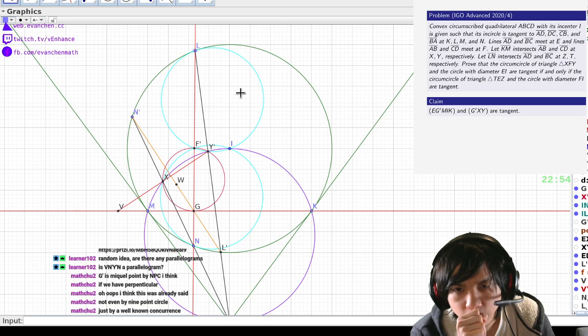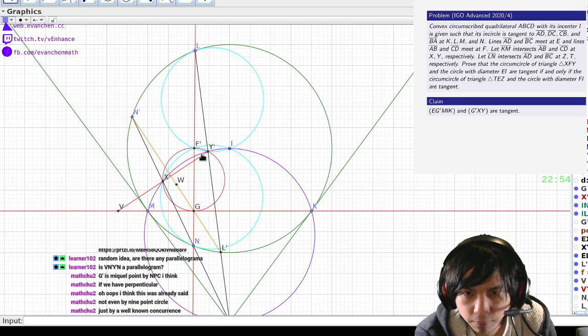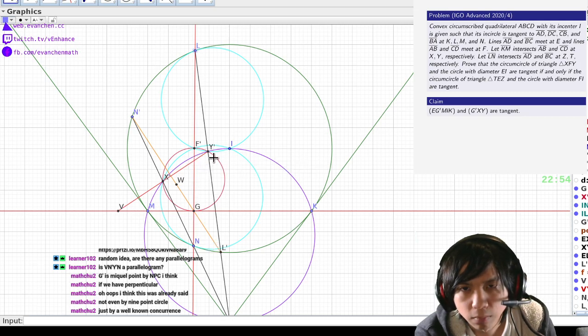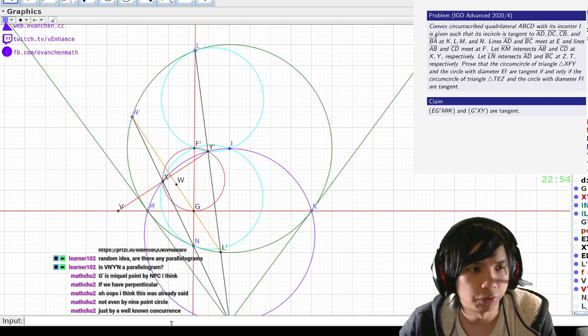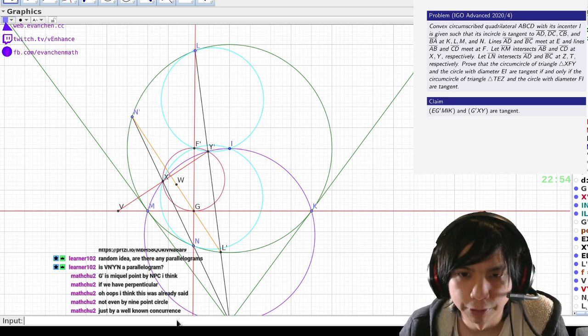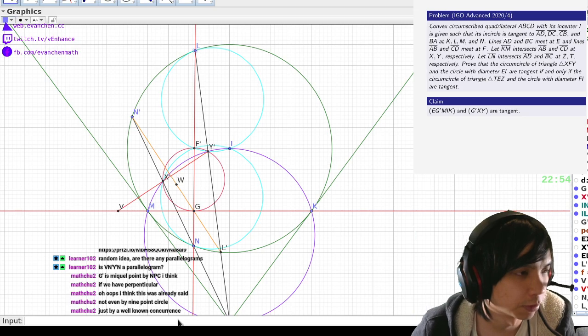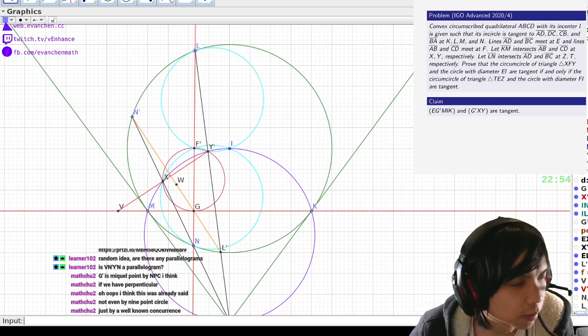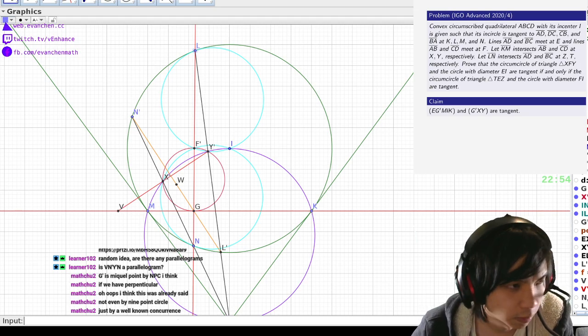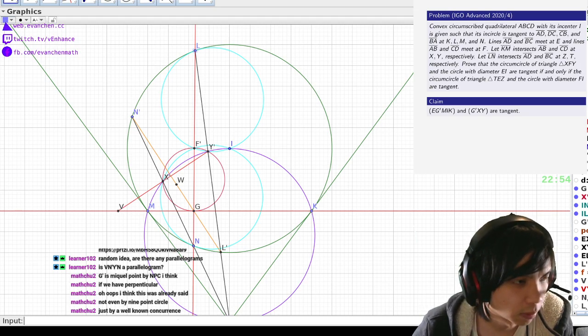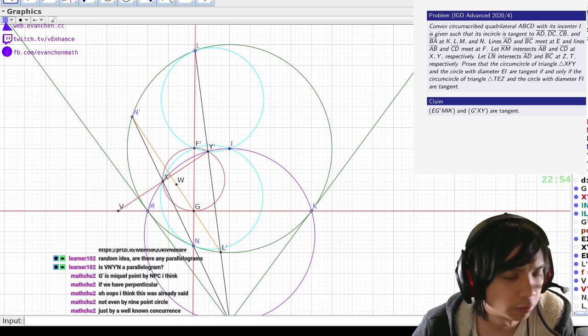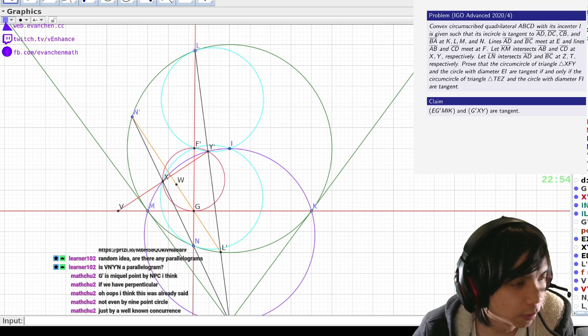So given these are concurrent, yeah, there's a bunch of angles that we should be able to get out of this. So let me just try chasing some of them. Like Y prime GK. Actually, you know, let's go for the gold. F prime GK. That's the angle I am going to try and chase.